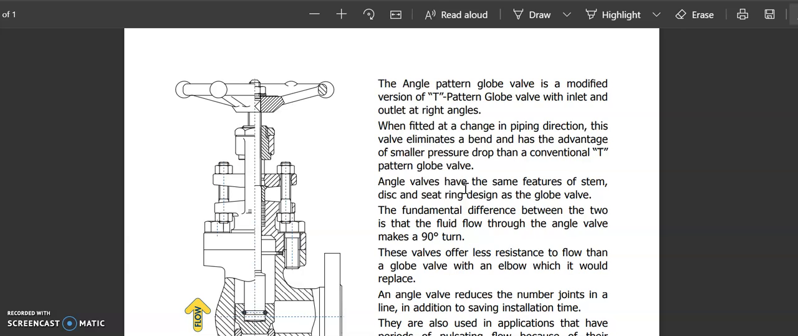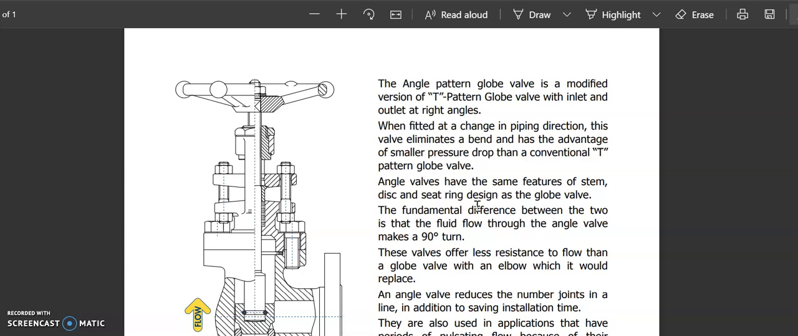So these are the things I would like to discuss. Today we are going to discuss what's the major difference between the globe valve and the angle valve, and in what situation we need to use the globe valve, and in what situation we need to use the angle valve.